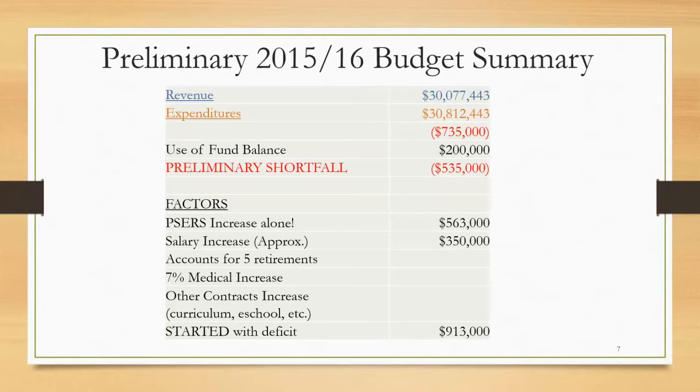Again, I talked about that earlier, but that's a savings account used to offset if there would be an emergency. So we budget for the emergency of $200,000. We use our fund balance or savings account to offset that. So it really left us a shortfall of $535,000.